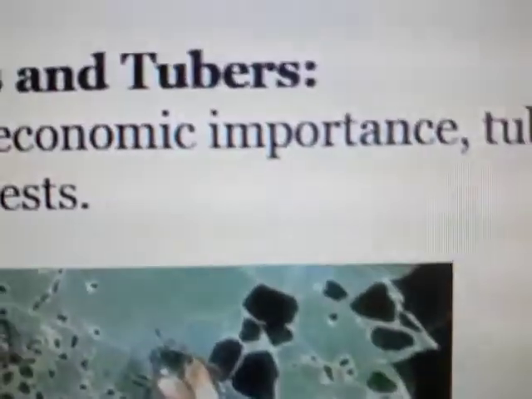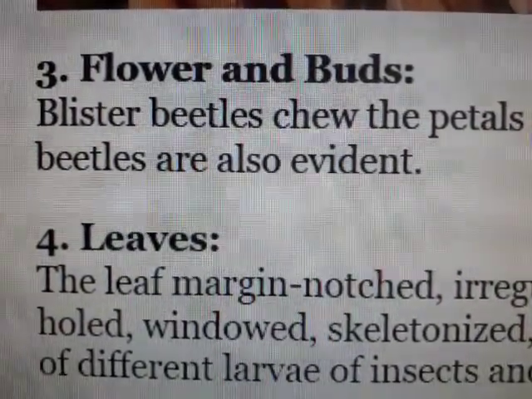So there are 6 categories. First, sown seed and seedlings. Second, fruit and seeds. Third, leaves. Fourth, stem. Fifth, flowers and buds. And sixth, root.